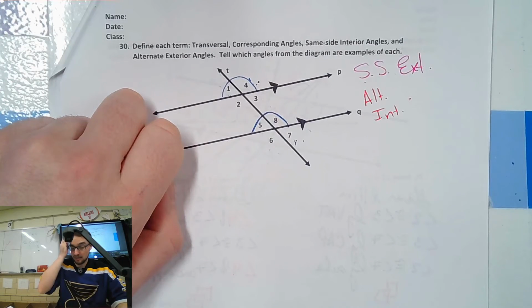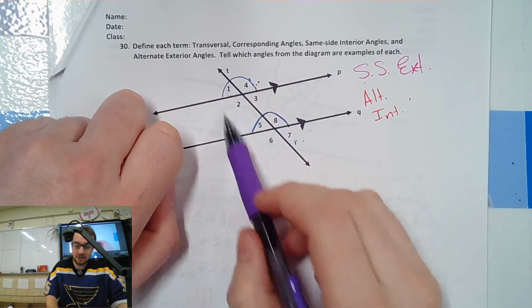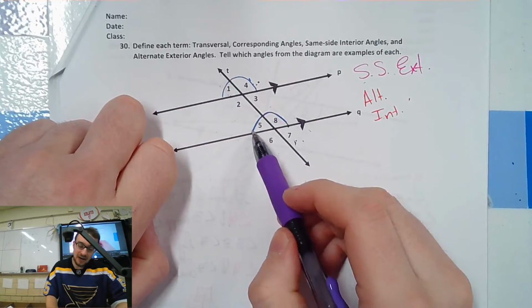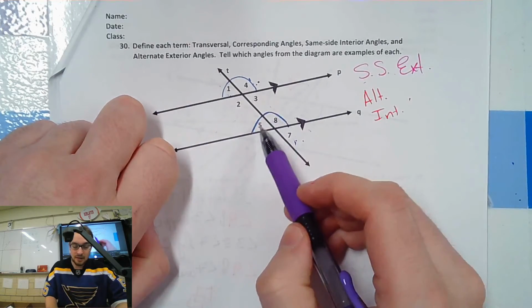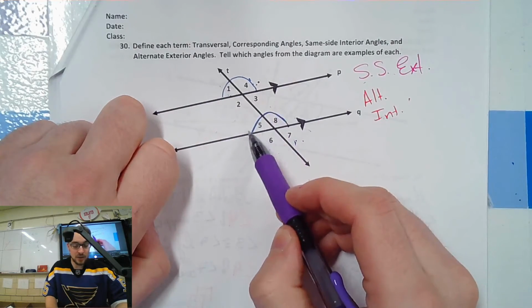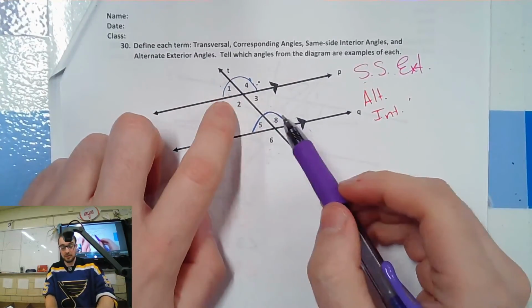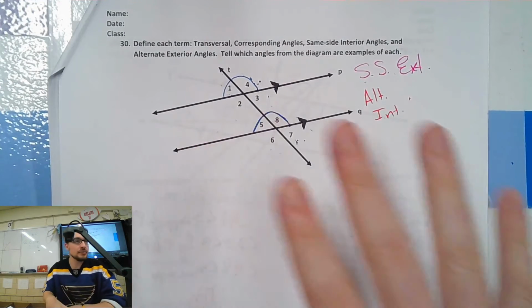Alternate interior angles, I think I did same side exterior twice. Alternate interior angles are going to be on the interior, opposite sides of the transversal, like 2 and 8, 3 and 5. Why are 5 and 8 not alternate interior? They're on opposite sides and they're in the interior. They share a line. They are more accurately described as a linear pair. That's why. So 2 and 8, 3 and 5. Those are alternate interior. Questions on that?